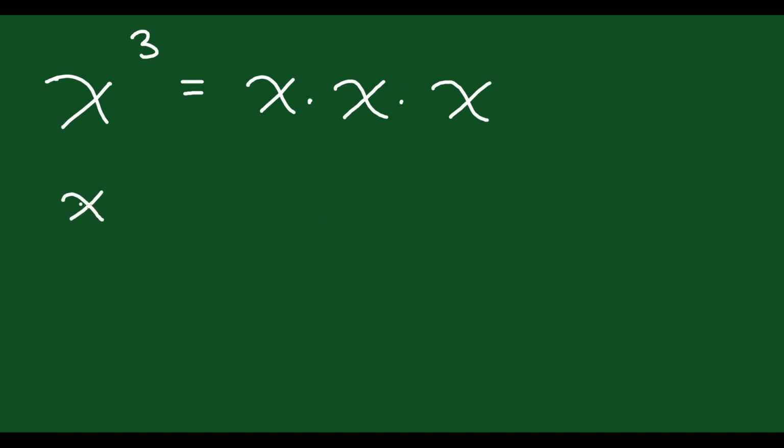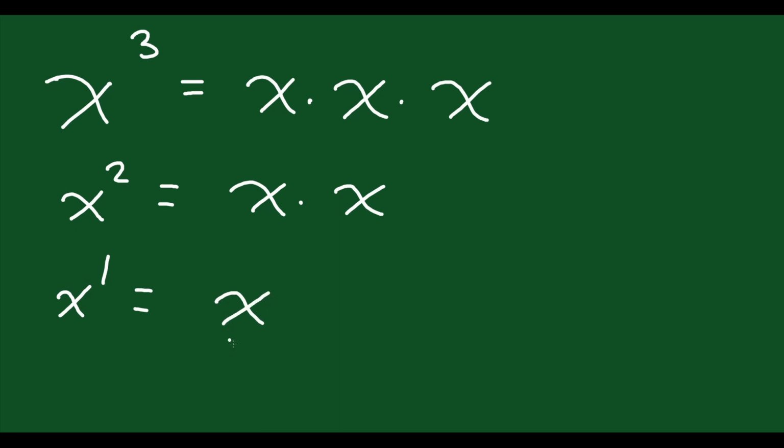If you have x squared, well, that's going to be equal to x times x, right? We've covered this before. And if you have x to the 1, that's just equal to x. So usually you don't write the 1, you just write x, right? Now, what do we notice here? Every time we're losing an x. To go from here to here, it looks like we divide by x.